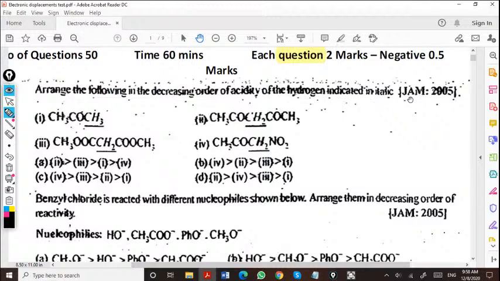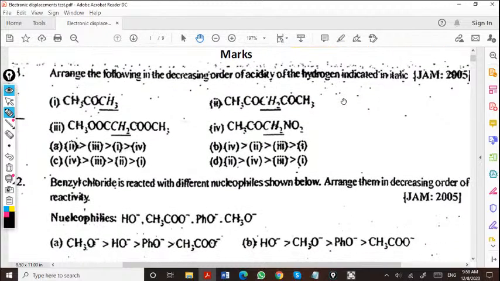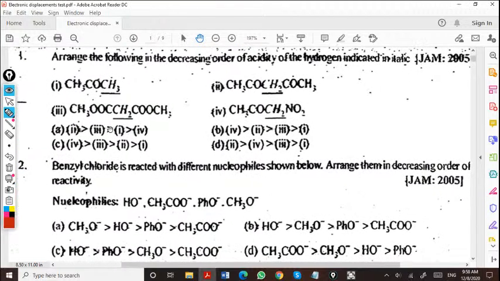So this question is from IIT JAM 2005. Here it is asking about the decreasing order of the acidity of the hydrogen indicated in italic. So the underlined hydrogen is what is being asked for in terms of acidity.